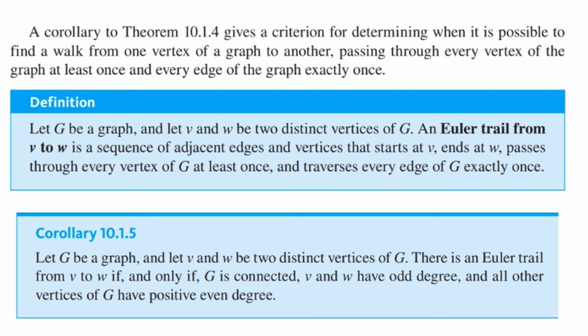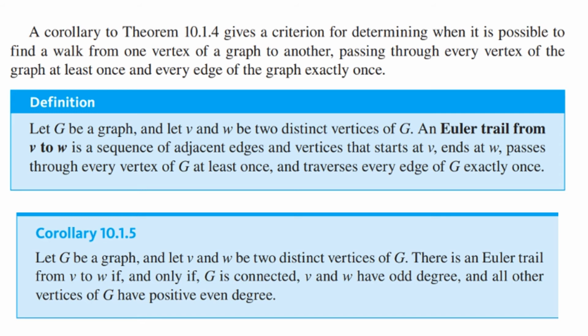The definition: we're going to call this an Euler trail. Let G be a graph and let V and W be two distinct vertices of G. An Euler trail from V to W is a sequence of adjacent edges and vertices that starts at V, ends at W, and passes through every vertex of G at least once, and traverses every edge of G exactly once.